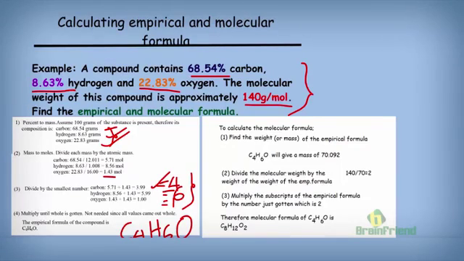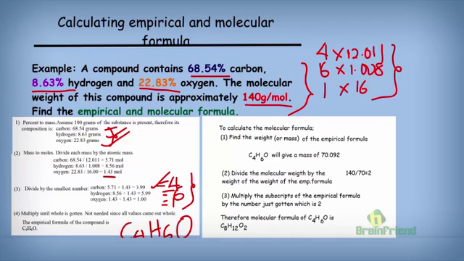So we'll say 4 times 12.011. For hydrogen, we'll say 6 times 1.008. And for oxygen, we just have 1, so we say 1 times 16. Whatever we get at the end of this multiplication, we add them together. That is going to give us 70.092. That is the weight of the empirical formula of this compound.